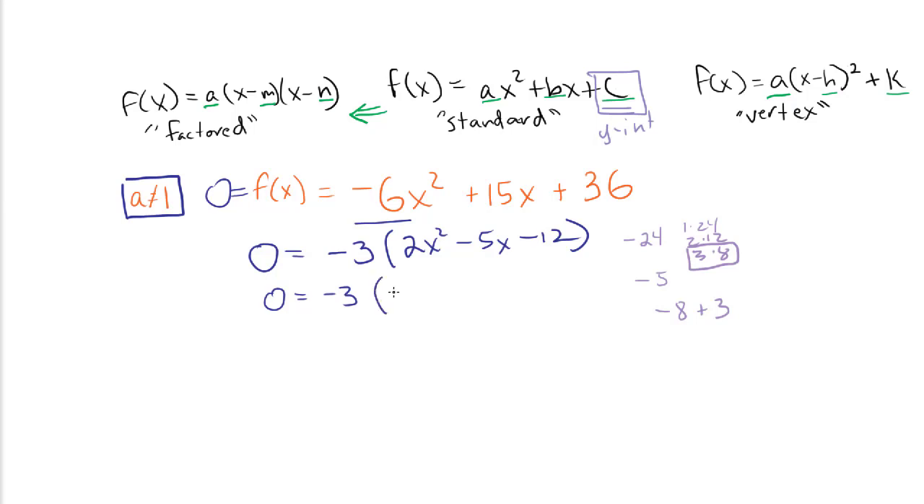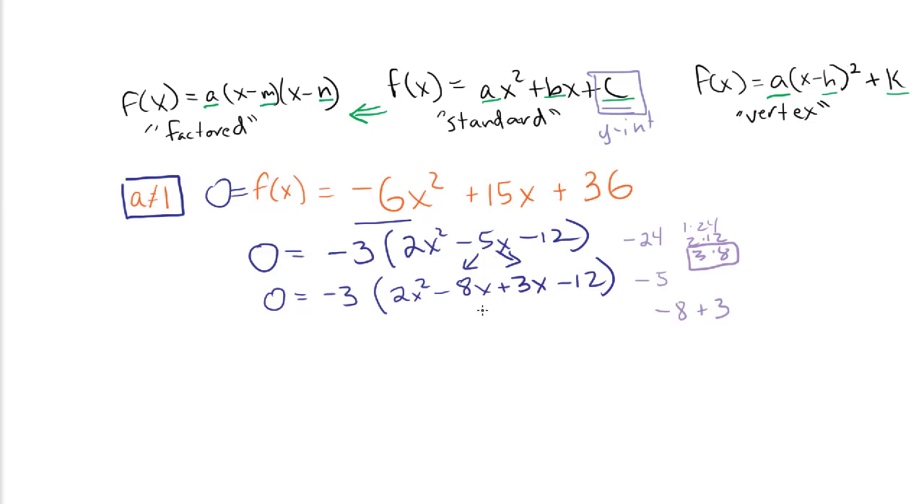So for by grouping, I keep the 2x squared. I break apart my minus 5x into two separate terms, the minus 8x plus 3x. And by the way, it doesn't matter what order I put these in. I could have reversed those. And of course, I keep the constant. The result is this 4-term polynomial is exactly equivalent to my 3-term polynomial above.